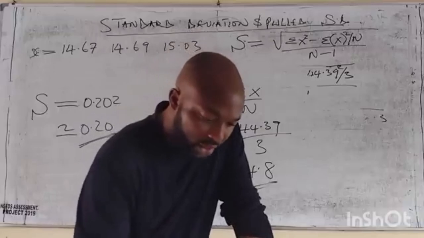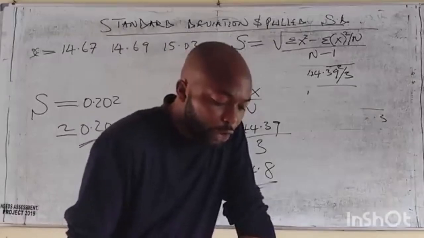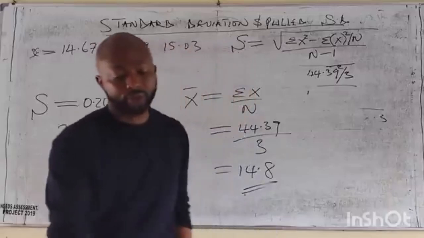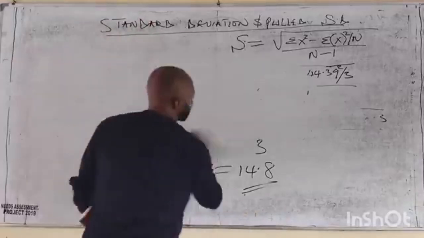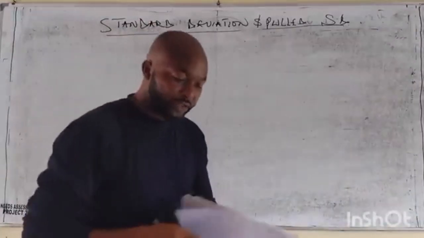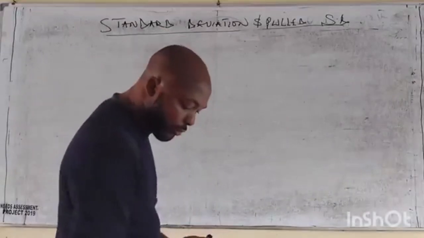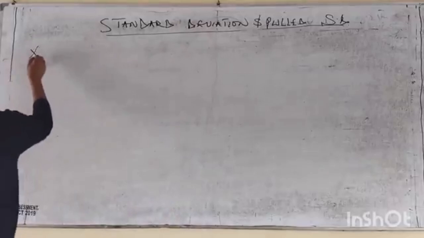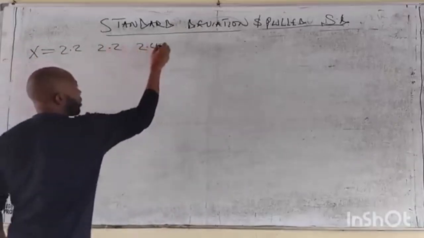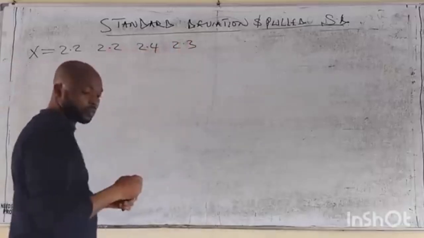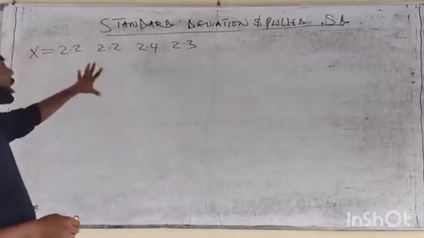Okay, let me get another question for us. Calculate the standard deviation of the following experimental result: 2.2, 2.2, 2.4, 2.3. So my x is 2.2, 2.2, 2.4, and 2.3. Okay, if this is true, now we have to proceed to get our standard deviation.